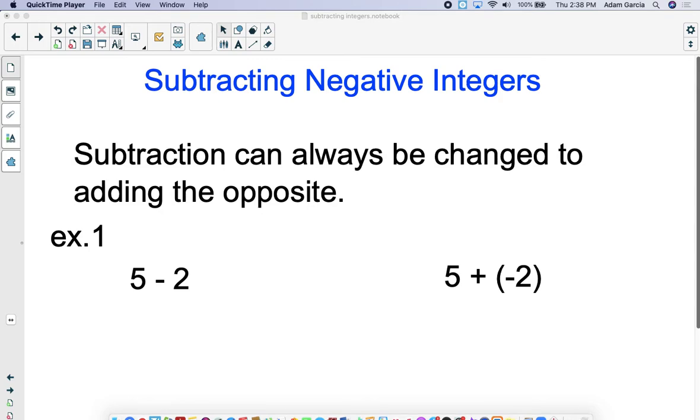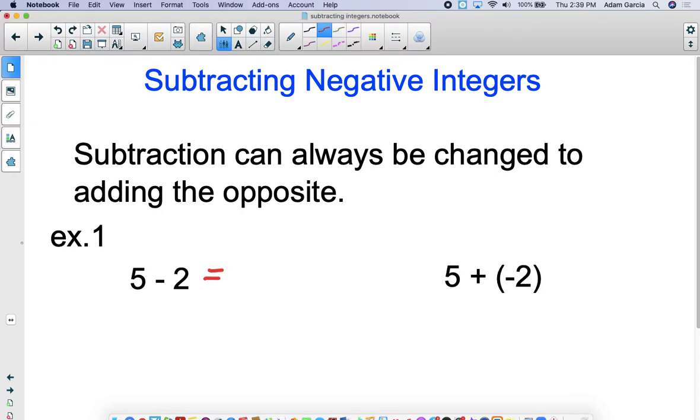When you're subtracting numbers, you can always change subtracting to adding the opposite. Like, what? What does that even mean? It means this. We all know what 5 minus 2 is. The kids in the elementary school are doing this type of math, right? 5 minus 2 is going to equal 3. That's easy.